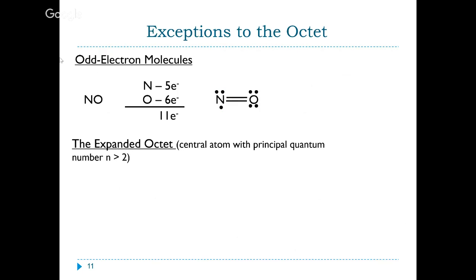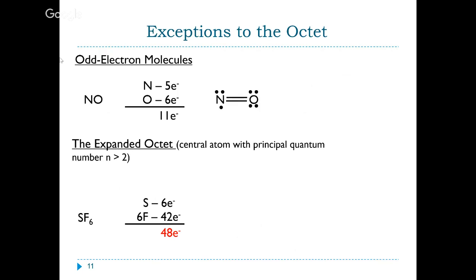So then we can also have an expanded octet, which means that we've got a central atom with a principal quantum number greater than 2, so third row or below. This is because those elements have empty d orbitals that they can hold those electrons, right? Orbitals are electron pockets. So sulfur has the capability of doing that.